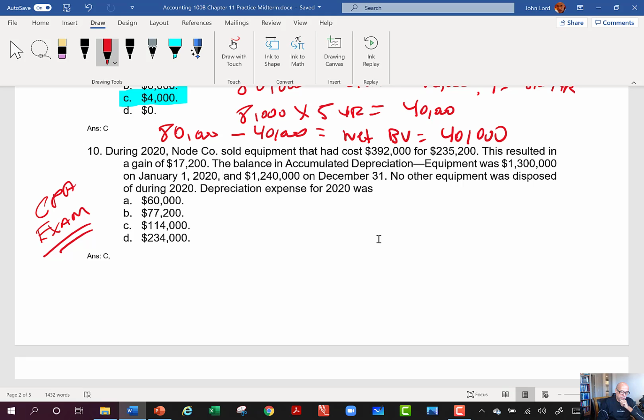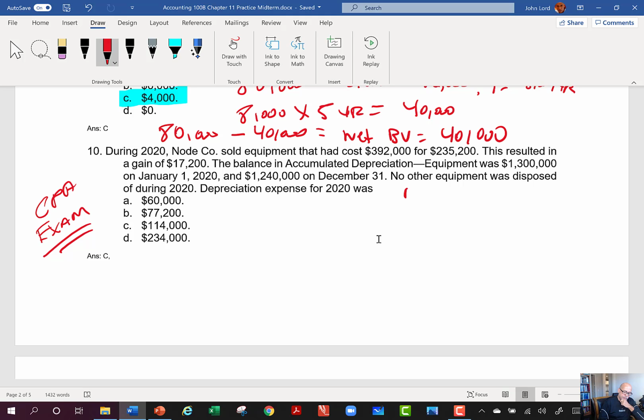Depreciation expense for 2020 was, and you're like, how the heck am I going to get the depreciation expense here? They didn't give me the years that this asset's in use. How am I supposed to do this, right? Well, basically, they've given you the information so that you can calculate the depreciation expense.